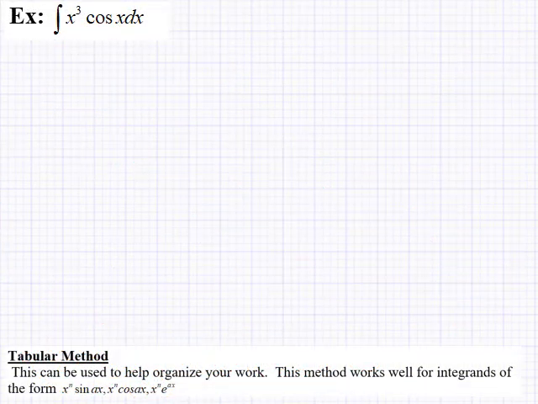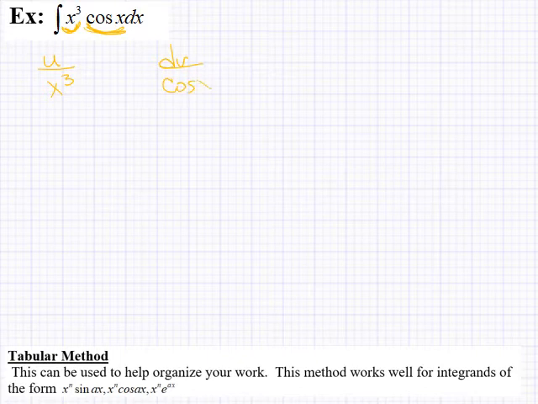Here's another example where we're going to use the tabular method. It's not that different than the last one. Here I have a power function and a cosine, versus the last one was a power function and a sine. So if I say u is x cubed and dv is cosine x, let's differentiate this one. 3x squared, 6x, 6, 0.